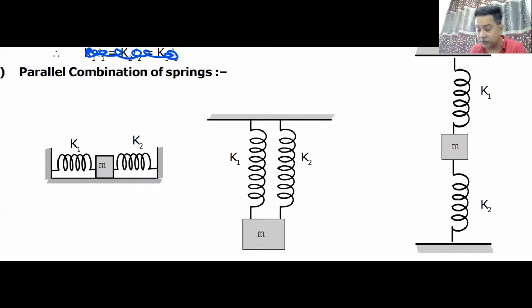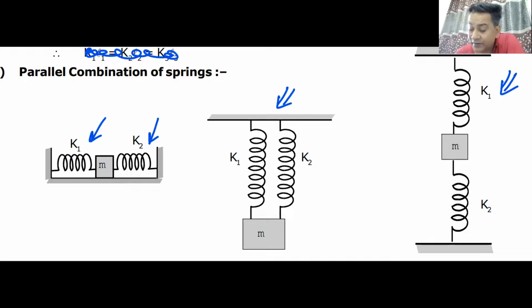Well done. Since we have done the series combination of springs, now we will move on to the parallel combination of springs. Any combination like this, you might say, sir, this looks like a series combination. No, it is not a series combination. This is a parallel combination. This is also an example of a parallel combination, and this is also an example of a parallel combination.